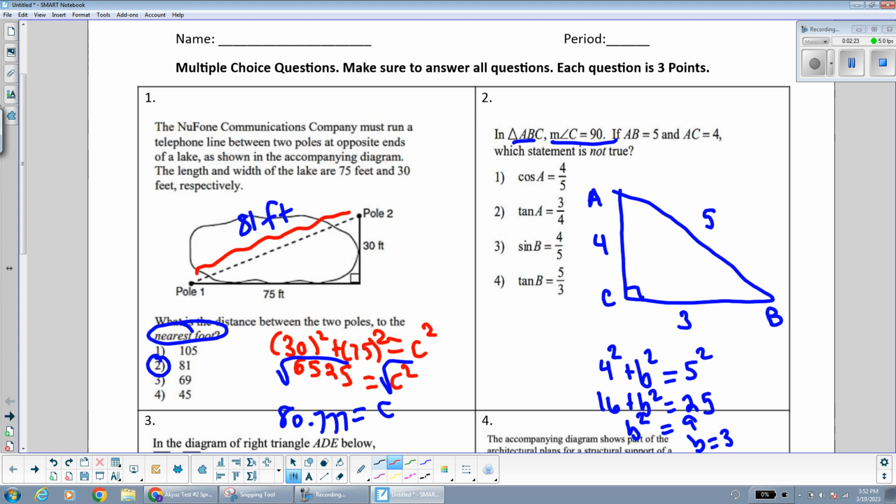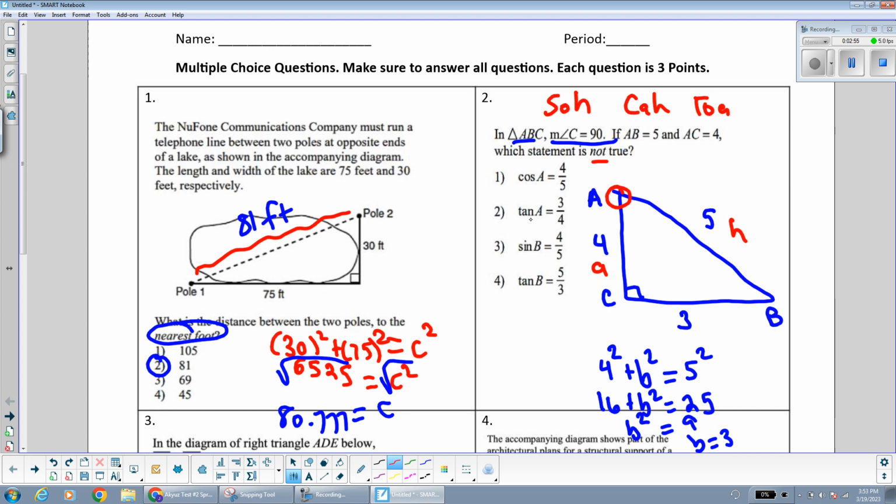Let's check out the answer choices. So let me write down my SOHCAHTOA. So in answer choice 1, we're focusing on angle A. From angle A, cosine would be A over H. So here's opposite, here's adjacent, and here's hypotenuse from angle A. So that would be 4 over 5. That is true. We're looking for the statement that's not true. So this is not the answer choice that we're looking for.